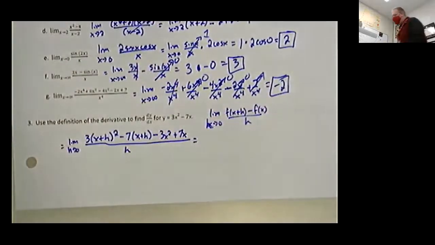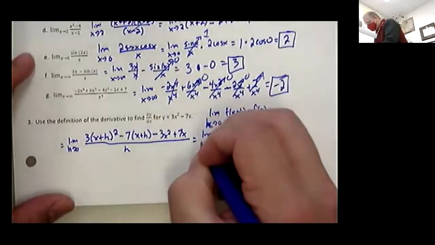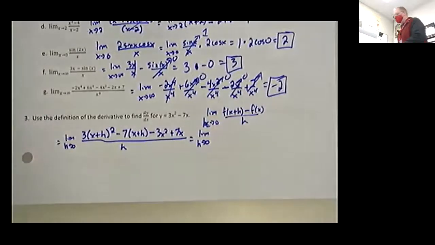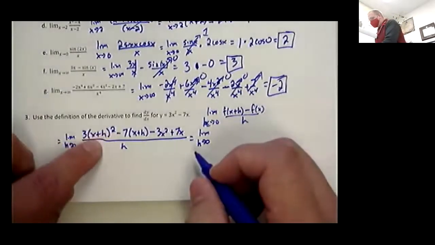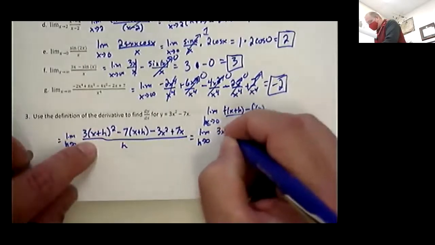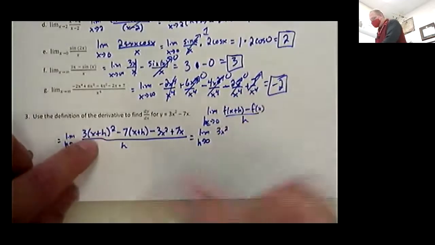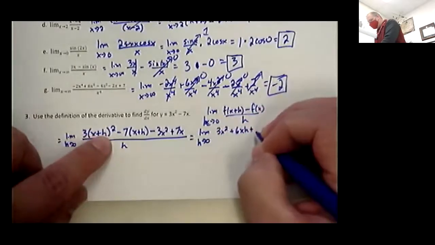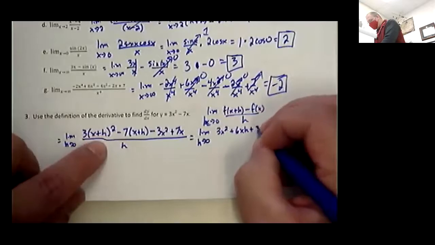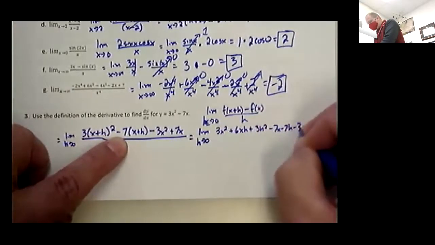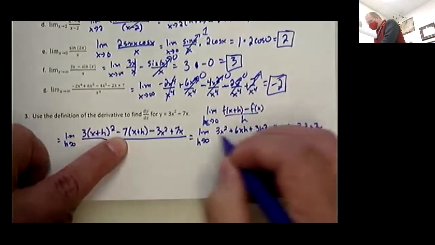Now we want to simplify that out. That's going to be the limit as h goes to 0. I'm going to skip some steps here. Let me know if you need me to go back and clarify. X plus h squared, we're going to FOIL. X times x is x squared times 3 is 3x squared. X times h, there's 2 of them, so that's 2xh times the 3 is plus 6xh. Same thing for h times h is h squared times 3 is 3h squared, minus 7x minus 7h minus 3x squared plus 7x, all over h.